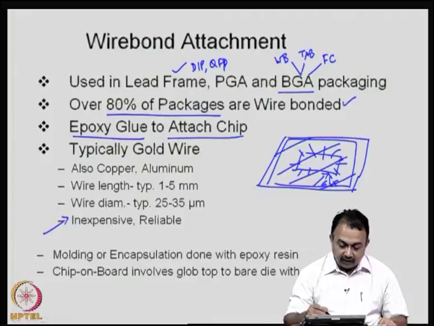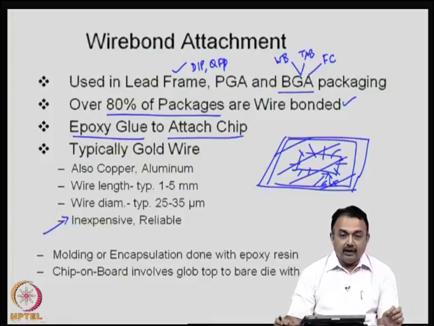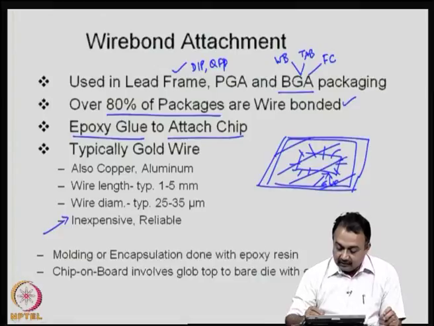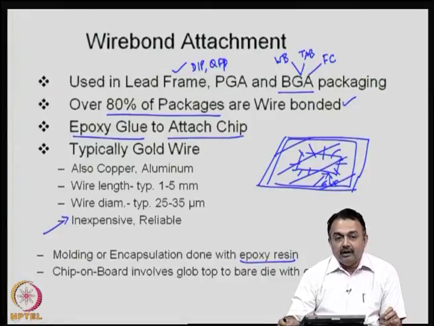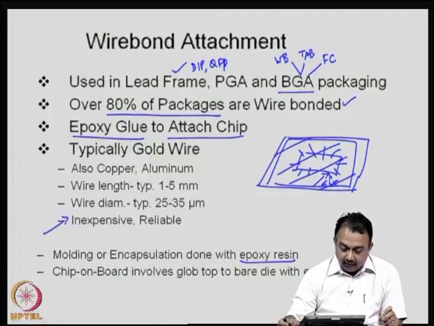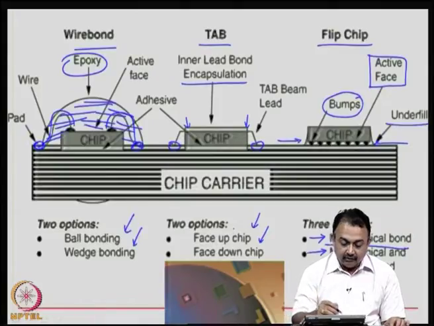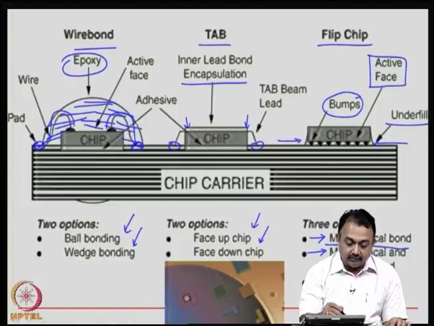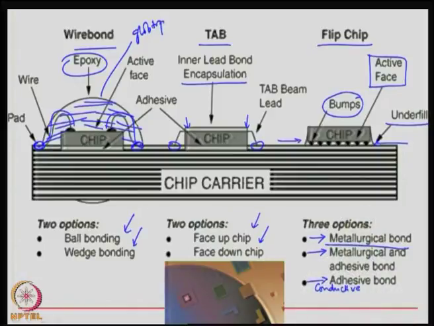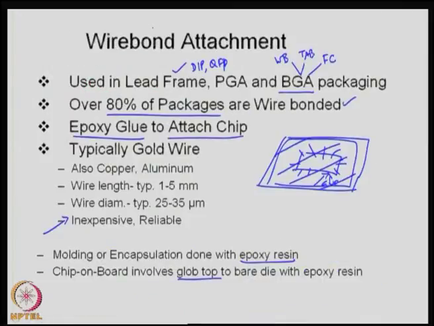As I said before, after the wire bonding is done, molding or encapsulation is done with epoxy resin, most common resin material that is used to encapsulate. Chip on board involves using a process known as glob top. So, as I said in the previous figure, this is known as a glob top. This process here, what we have seen, is known as a glob top process. So, we use a glob top to bare die with epoxy resin.